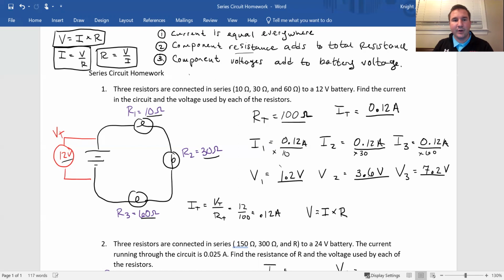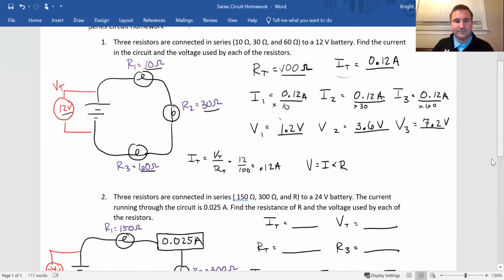So we used part 3 to figure out total resistance. We used this part of Ohm's law, the I equation for Ohm's law, to figure out total current. Then we used the first part of series circuits to say that all the currents are the same. And then we used the first version of Ohm's law, V equals I times R. We knew all the resistances. We could just multiply those through and get our voltages, right? So not anything crazy, but maybe a little bit tricky.